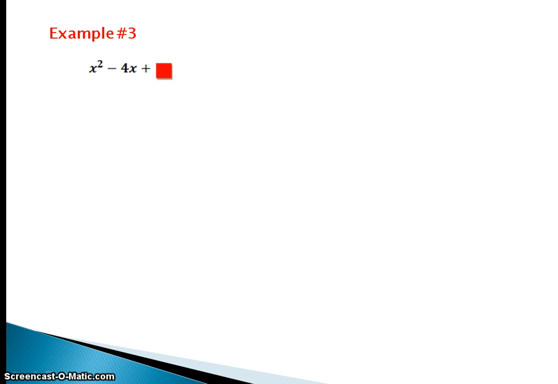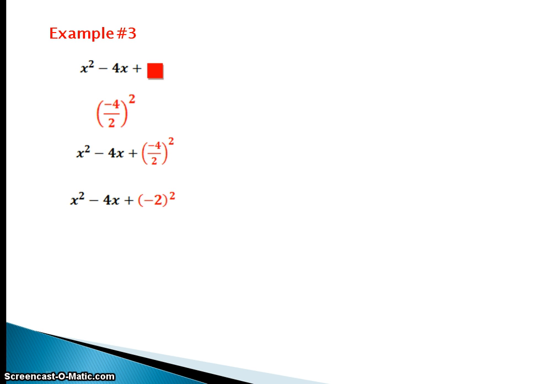One more example, x squared minus 4x, no c value, so we're going to take negative 4, divide it by 2, square it, add it to the end of our quadratic. That gives us a perfect square quadratic, which we can now factor as x plus negative 4, or our b value, divided by 2, squared. So that gives us x minus 2 squared. Please pause now and copy this example.